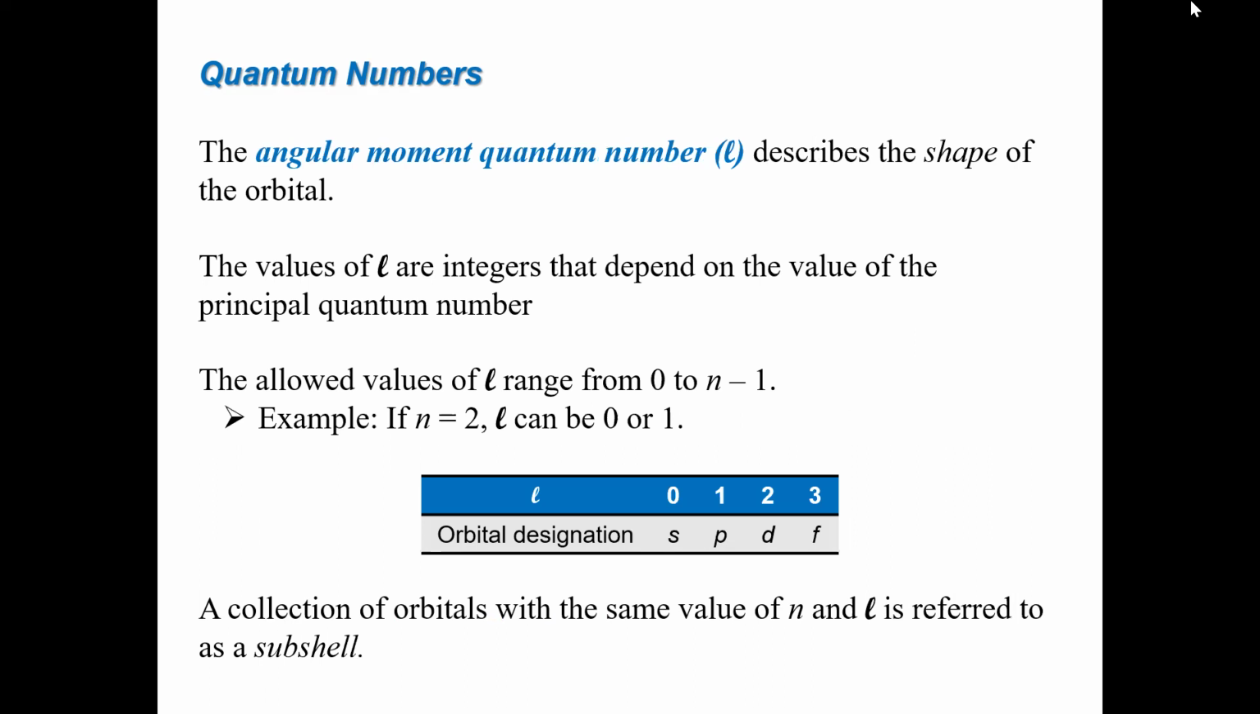And then the next thing is the angular momentum quantum number. As I said, it describes the shape of the orbital. The values of l are integers that depend on the value of the principal quantum number. There is also a formula that is used to get the value of l, and this formula is n minus 1. So if you have l is equal to n minus 1 and you have n is equal to 2, you can easily get your value of l.